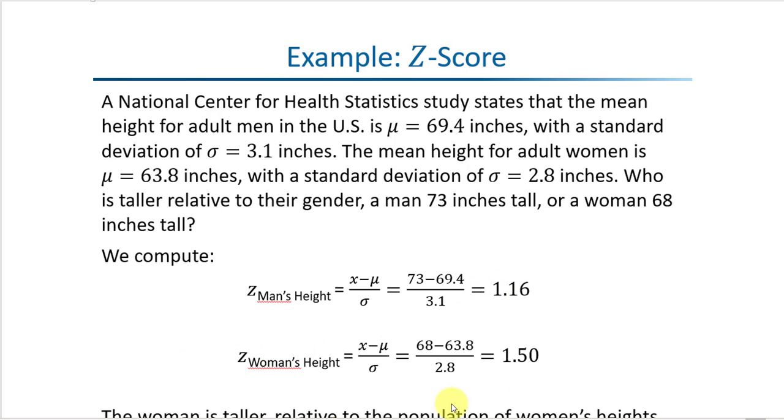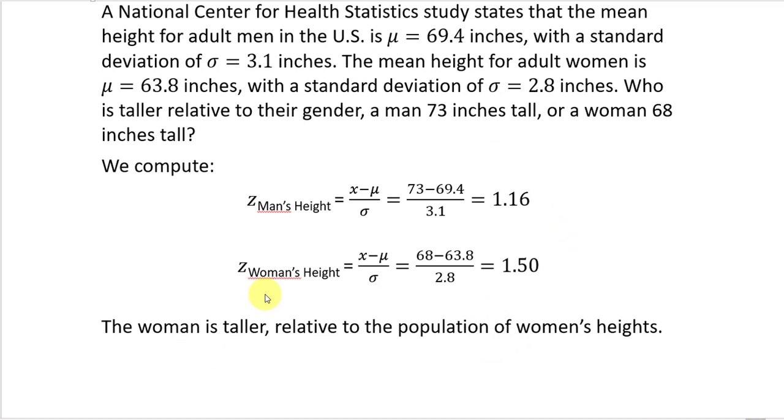And we do the same thing for the z-score for the woman's height. The data value x, we are looking at 68 minus the mean, which is right here, divided by the standard deviation, and then I get 1.5. So you see that the woman's height had a z-score higher than the z-score of the man. Therefore, the woman is taller relative to the population of women, right?